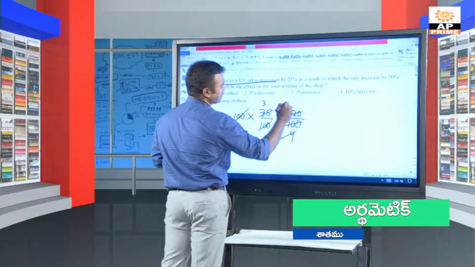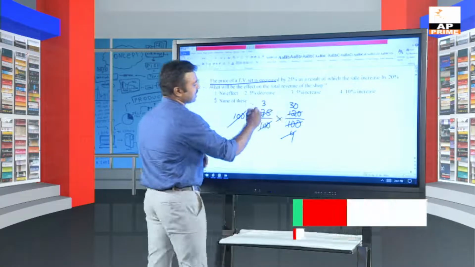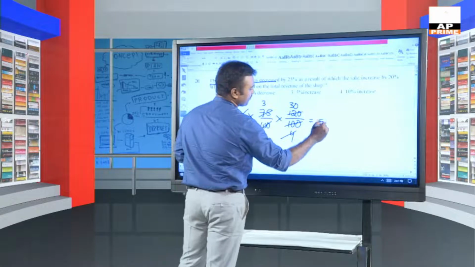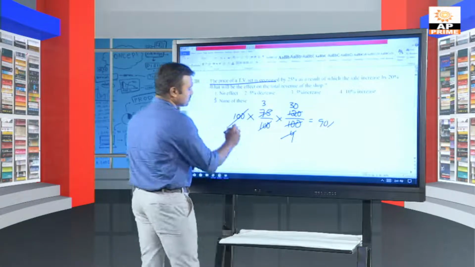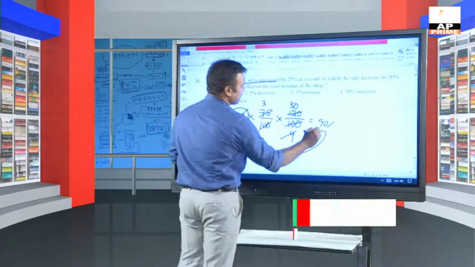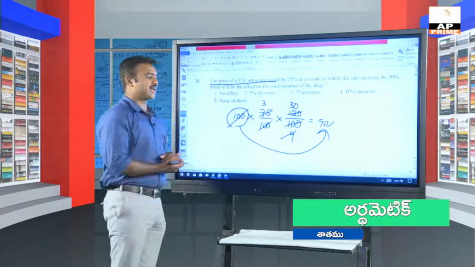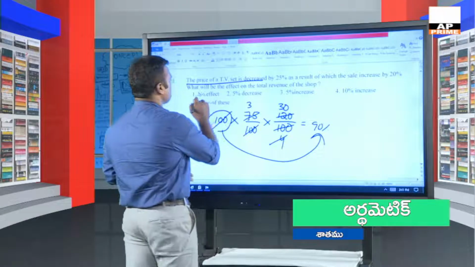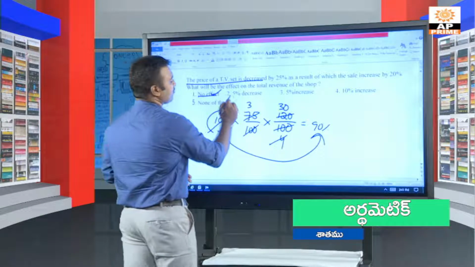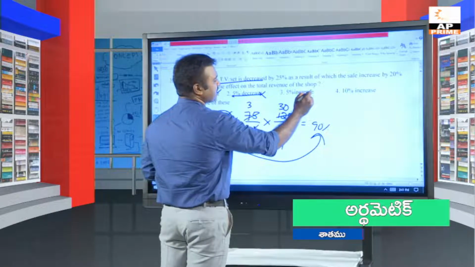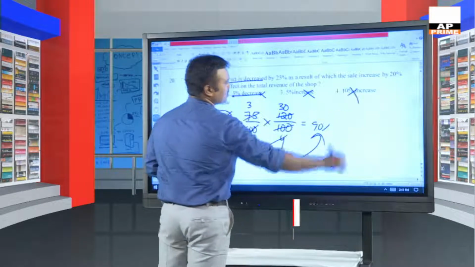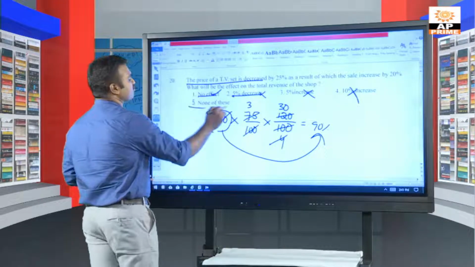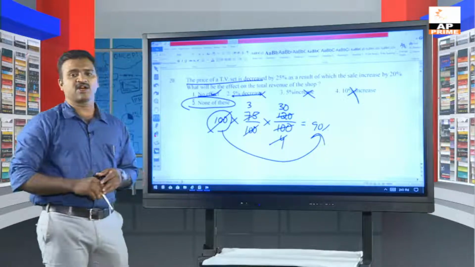సో 4 టేబుల్ ఇక్కడ 3 టైమ్స్ క్యాన్సిల్ చేస్తున్నా. 20 అంటే 33s 90. అంటే 100 రూపీస్ ఉండే షర్ట్ కాస్త నాకు ఎంతకు వచ్చిందంటే 90%కి వచ్చింది. అంటే 10% తగ్గిందనేగా. సో 10% డిక్రీజ్. సో ఇక్కడ చూడండి ఆప్షన్స్ ఉన్నాయి. నో ఎఫెక్ట్ ఉందిగా. 5% డిక్రీజ్ అయితే కాదు, 5% ఇంక్రీజ్ కాదు, 10% ఇంక్రీజ్ కాదు. సో 4 ఆప్షన్స్ లేవు. ఇక్కడ 5th నన్ ఆఫ్ దీస్ అని ఉంది. సో మన ఆన్సర్ ఏంటంటే నన్ ఆఫ్ దీస్.